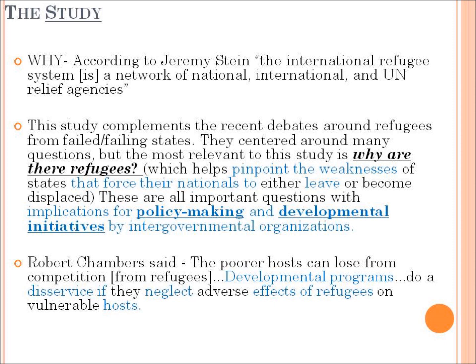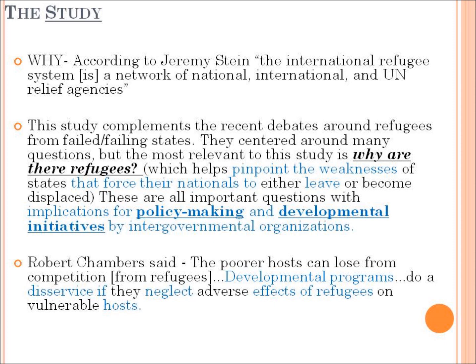This question is important because, according to Jeremy Stein, the international refugee regime system is a network of international importance. There have been recent debates around refugees from failing states, centering around questions such as, why are there refugees? This question is important because it helps analysts differentiate between stable states and non-stable states and pinpoint the weaknesses of those states that force their nationals to become refugees or IDPs.